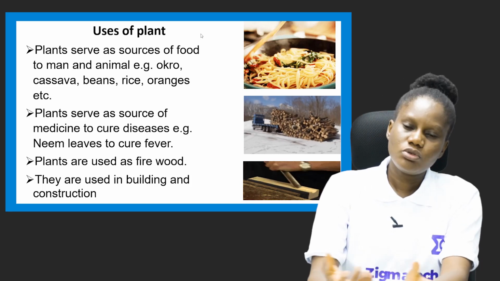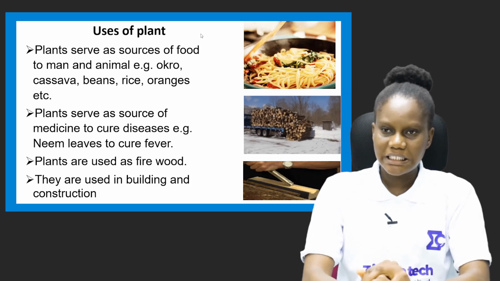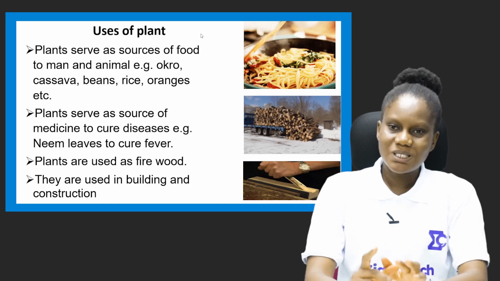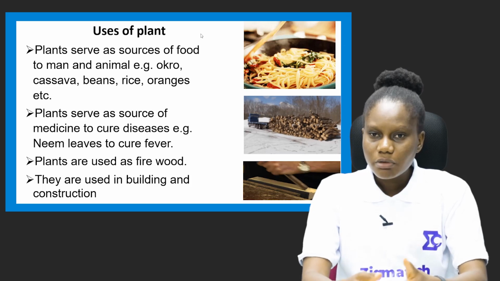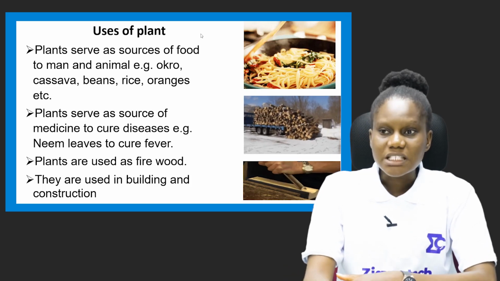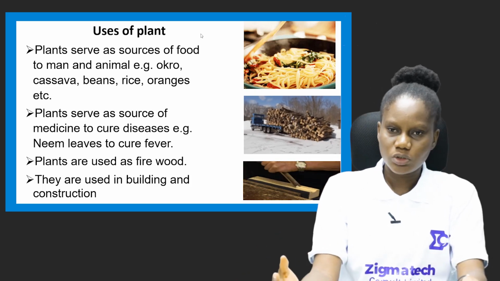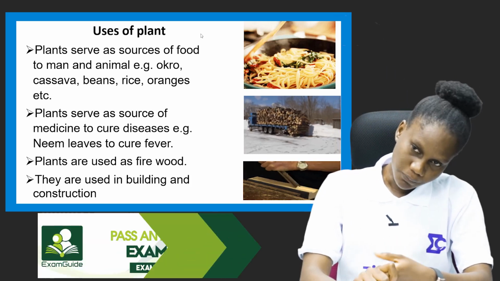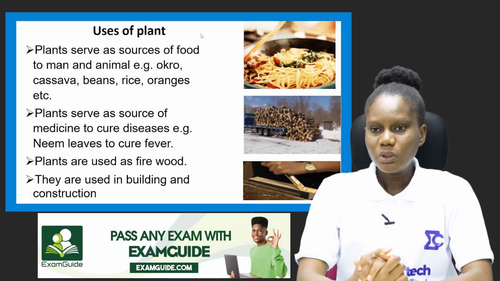We're going to look at what the uses of plants are. Number 1, plants serve as sources of food to man and animal. For example, we have okra, cassava, beans, rice, oranges. Animals feed on grass also. Humans feed mostly on the things I mentioned. And number 2 is plants serve as a source of medicine to cure diseases.